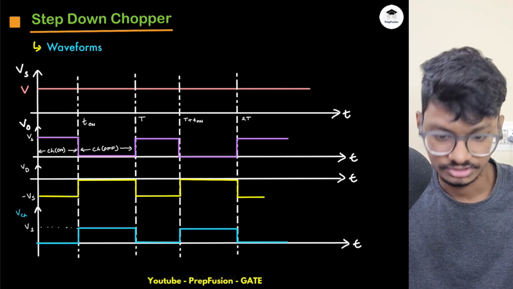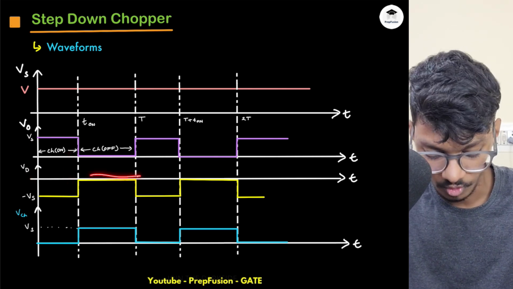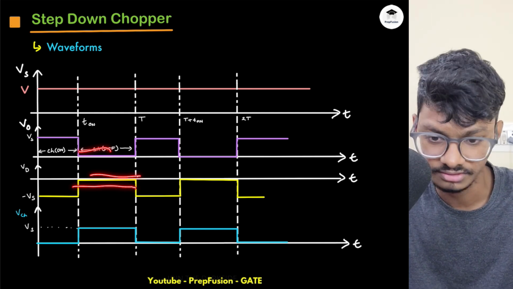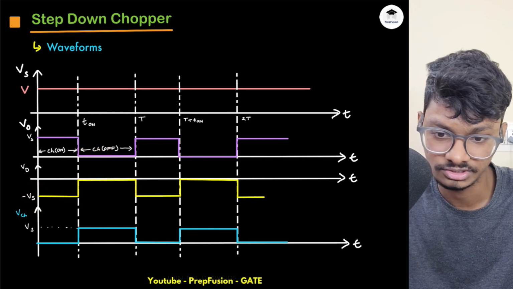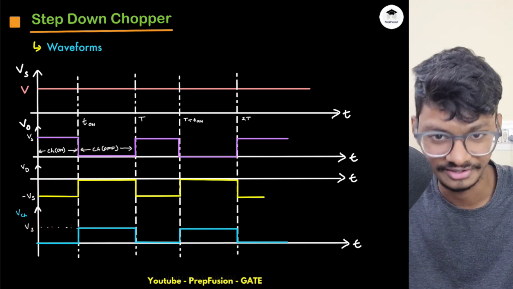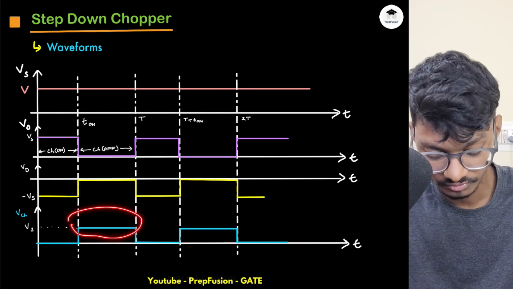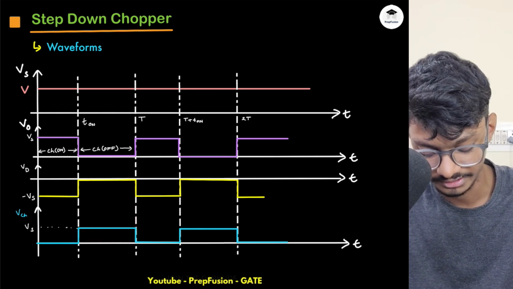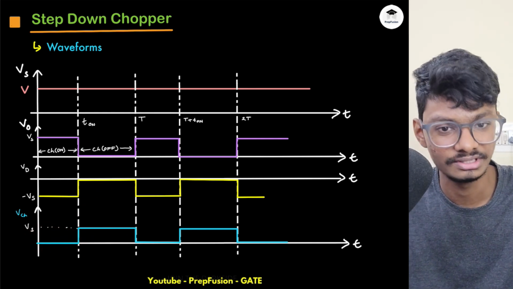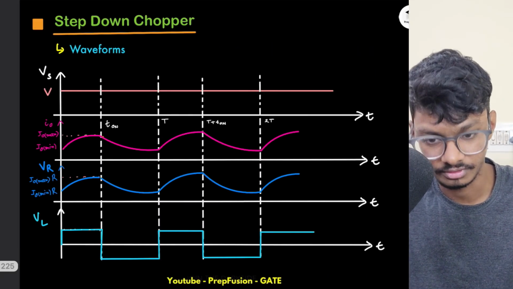What about diode voltage? Diode voltage will be just the opposite. It will be on when the chopper is off. So when it is on, it gives 0 potential, 0 drop, and when it is off, it totally blocks the minus Vs voltage, right? And chopper voltage will be opposite of diode voltage because it is blocking when the diode is on, and it is passing when the diode is off. Same very simple waveforms for these currents.